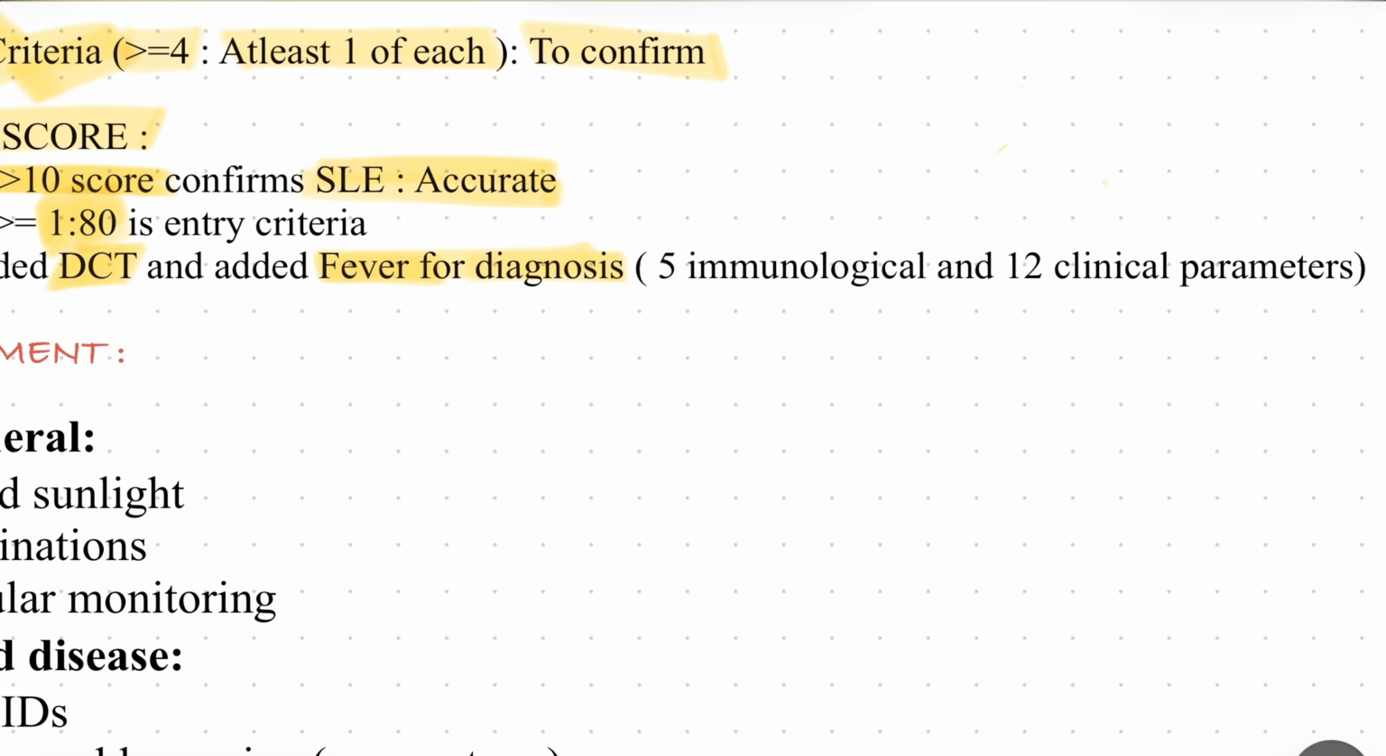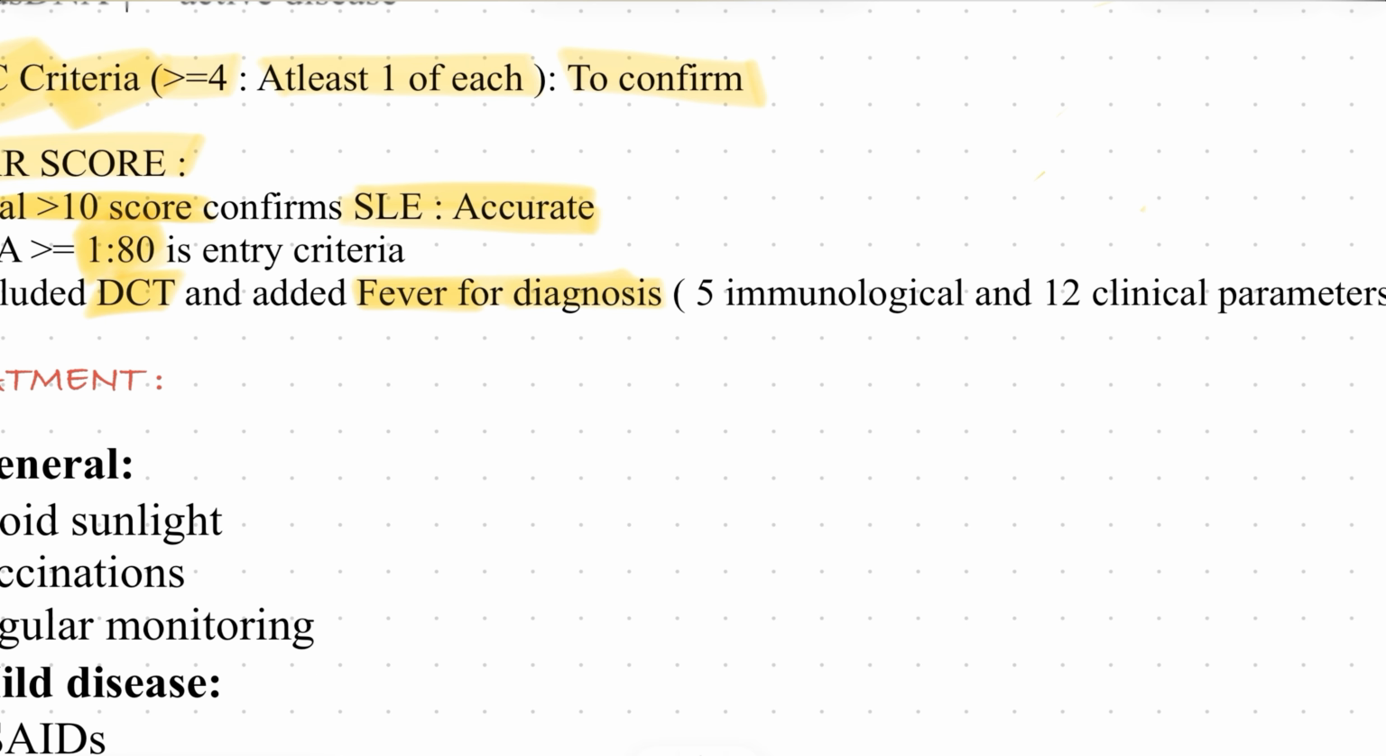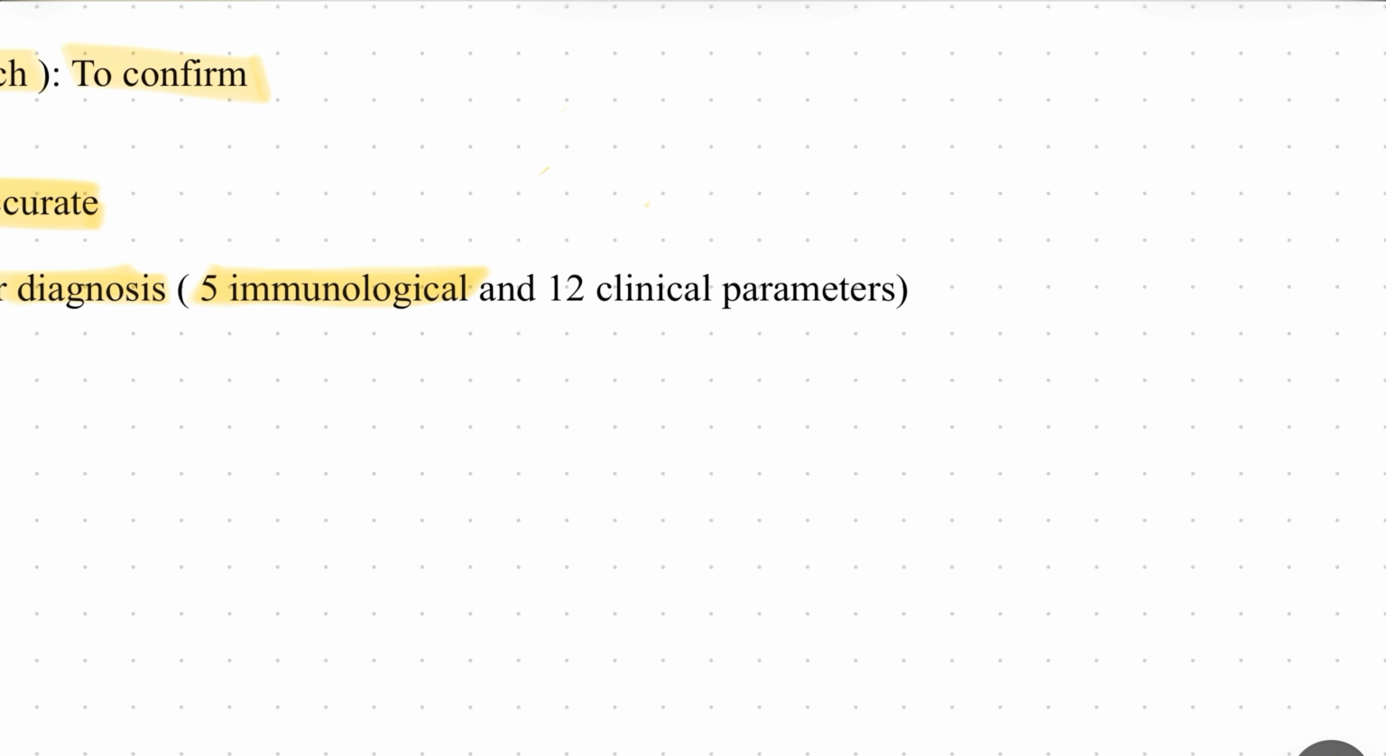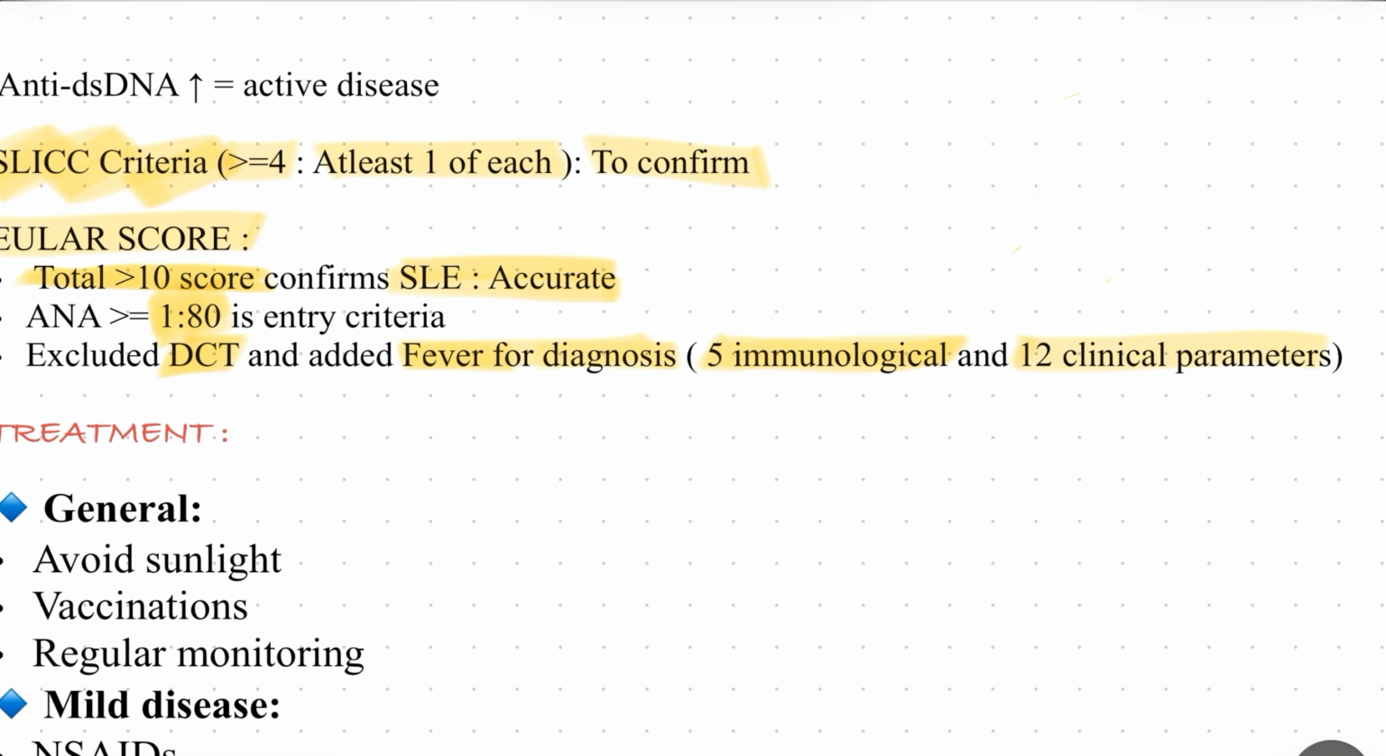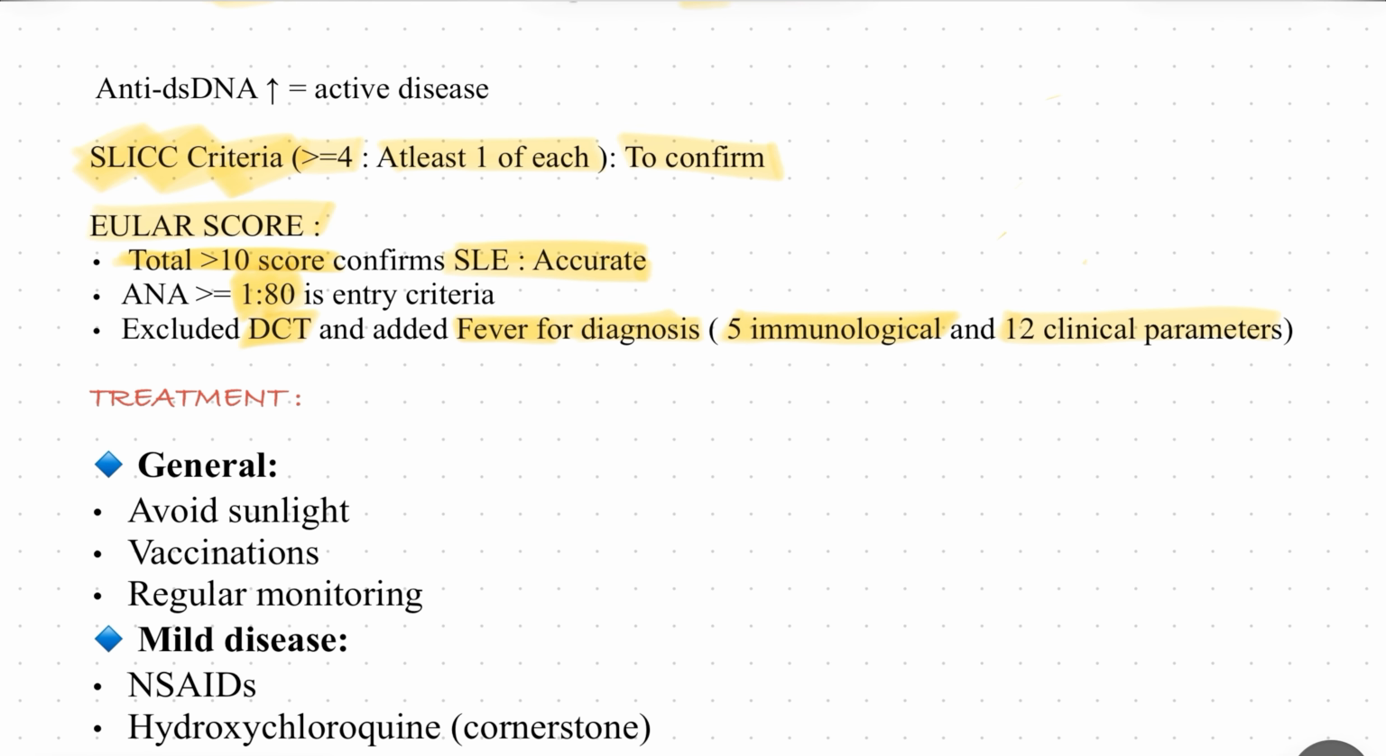So the difference between the regular criteria and the EULAR criteria is, after removing the DCT, the immunological criteria will become 5. Adding fever to the regular 11 clinical criteria, it becomes 12. So I think there is no doubt here. If you have doubt, you can just go back and watch the small part of the video again.